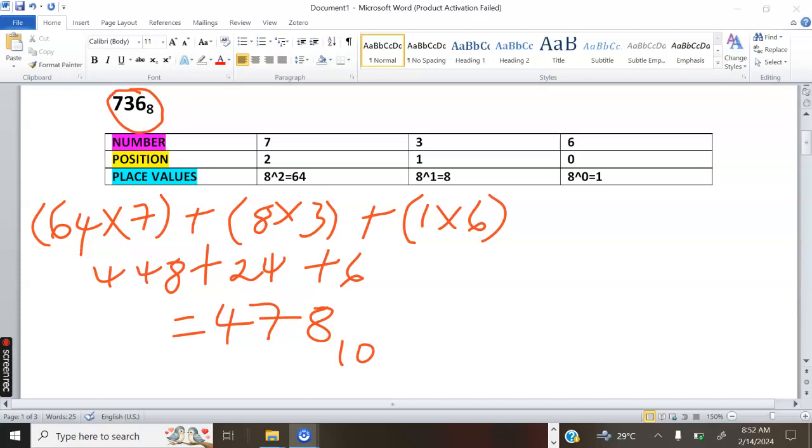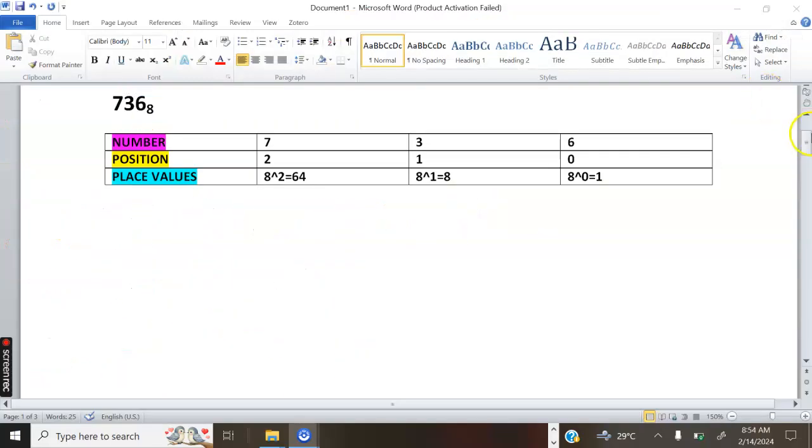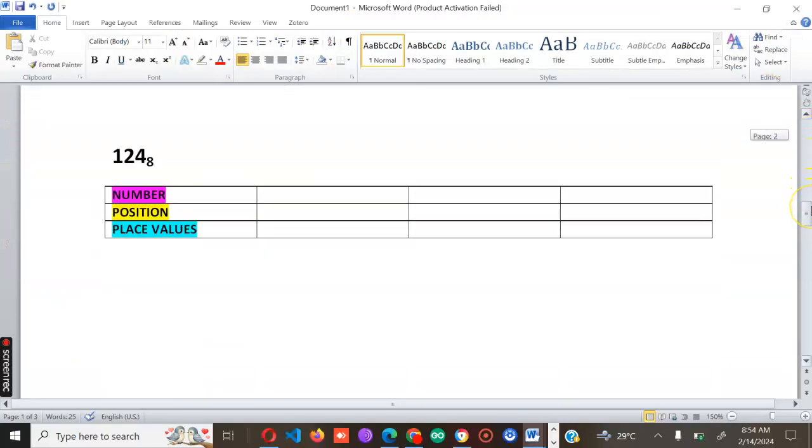Okay, let's move to our next example. Our next example, we have 124 base 8. So I will give you time to do this one, then we can do it together. Maybe 2 minutes, I think, is enough. So step number one, write down the number, followed by the position, and lastly the place value.